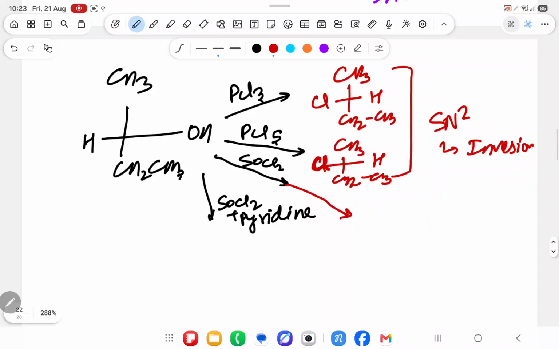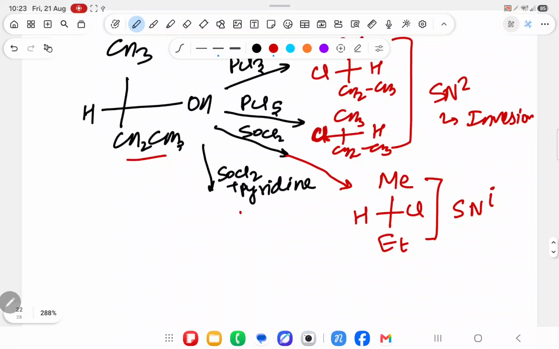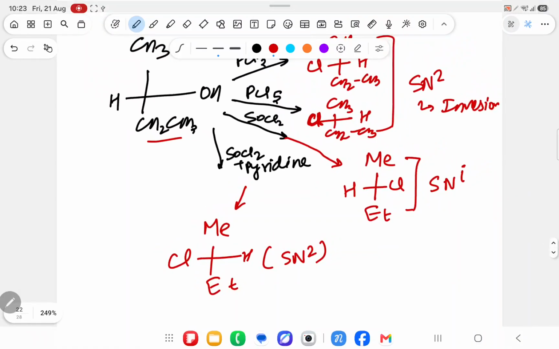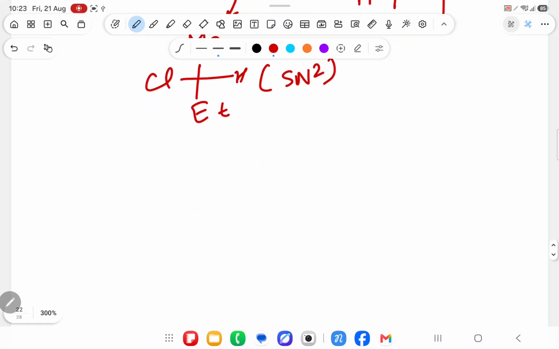Now for SOCl2, it will do SNi. So Me, meaning CH3, over here Et, CH2CH3, over here H, Cl will attack on the same side. Why? Because it will follow SNi, intramolecular. But again with pyridine, what will happen? Me, Et, and over here H, Cl is attacking on the opposite side, because this time it will follow the SN2 mechanism. So SN2 mechanism means opposite side. SNi or SN1 means same side. I hope everyone understood what I am trying to explain.